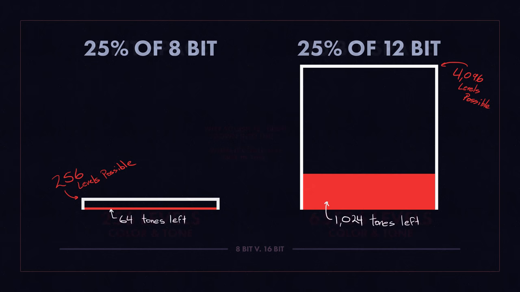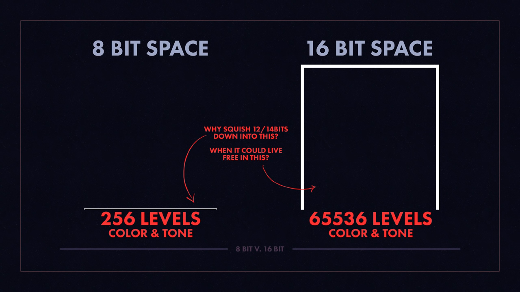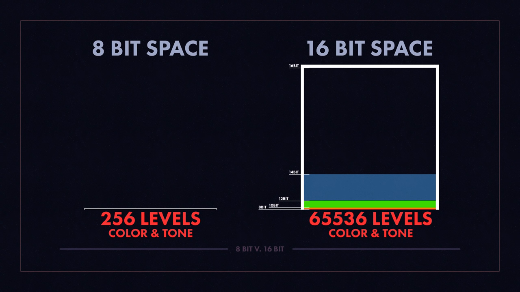Now, getting back to Photoshop, if you open a 12 or 14-bit image in an 8-bit workspace, all those levels of color and tone have to be crushed together into a mere 256 levels of color and tone so they fit into that 8-bit workspace, into that 256-foot-tall tower. And in this, a big part of why you shoot in RAW will essentially be wasted.